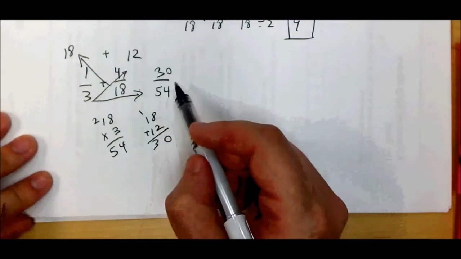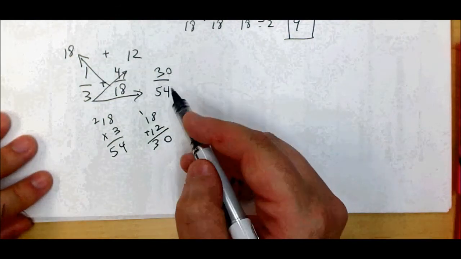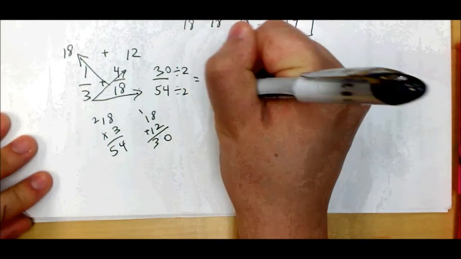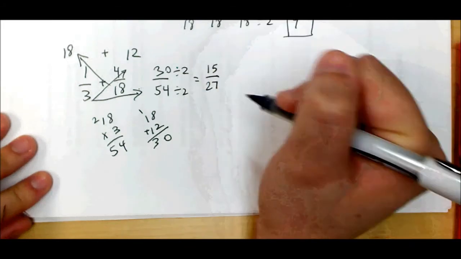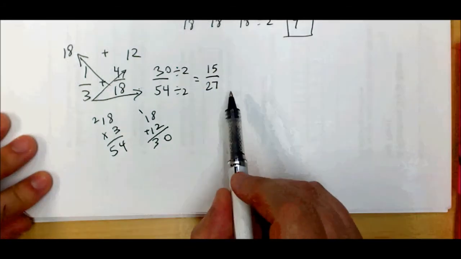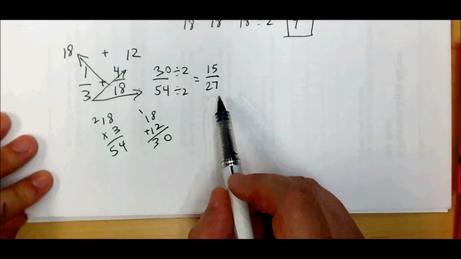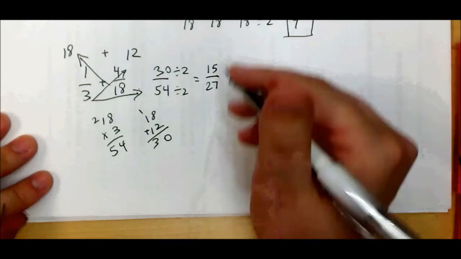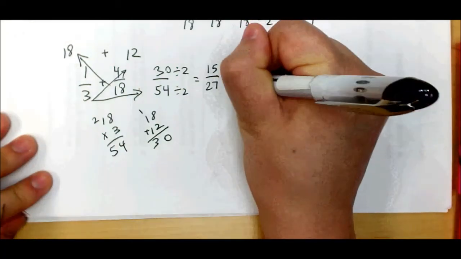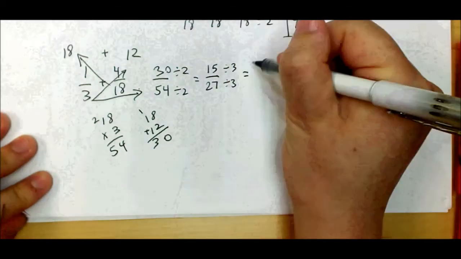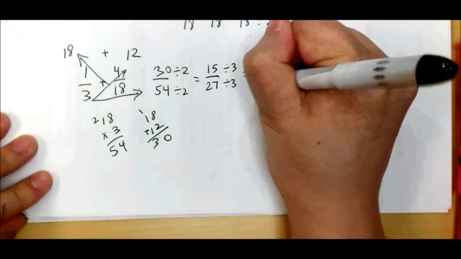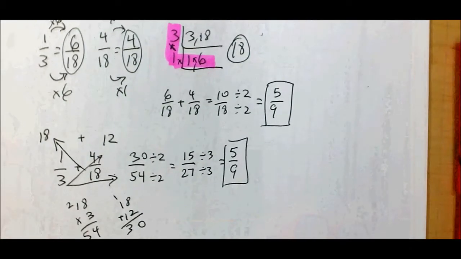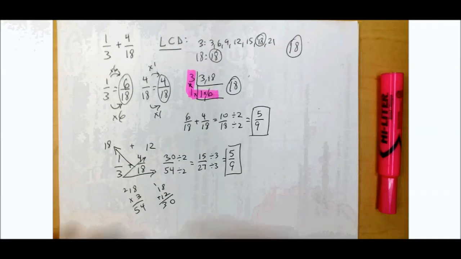This is not simplified, but I can see that they're both even, so I can divide them both, the top and bottom, by 2. I get 15 over, I believe that's 27. Yes. And let's see, is this simplified? No, it is not, because these are both divisible by 3. So 15 divided by 3 is 5. 27 divided by 3 is 9. So two different ways to get this answer of 5/9.